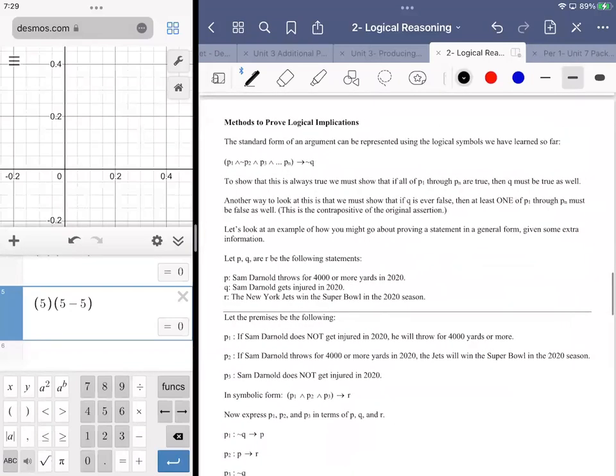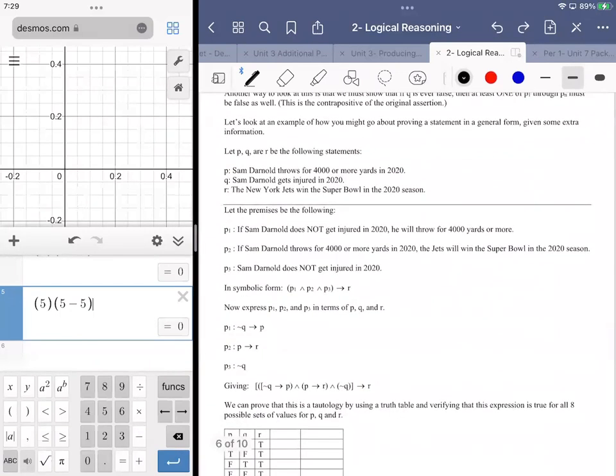So the methods to prove logical implications, that's basically what we've been talking about. And so I'll give you an example, or another example that has some context behind it.